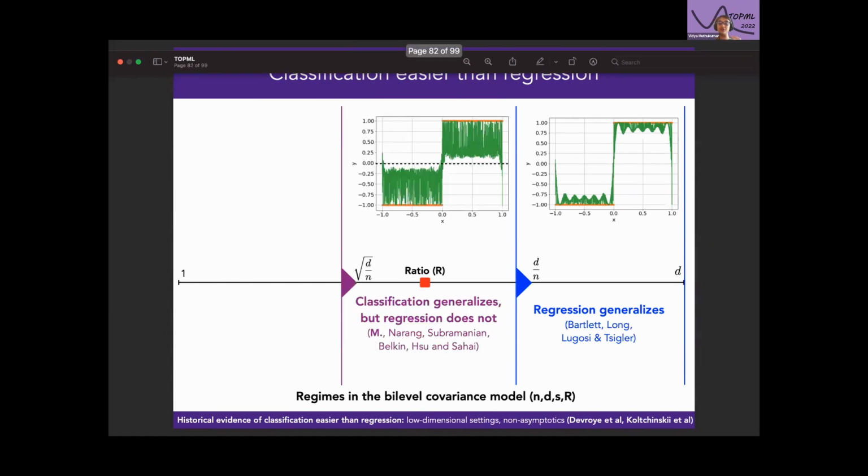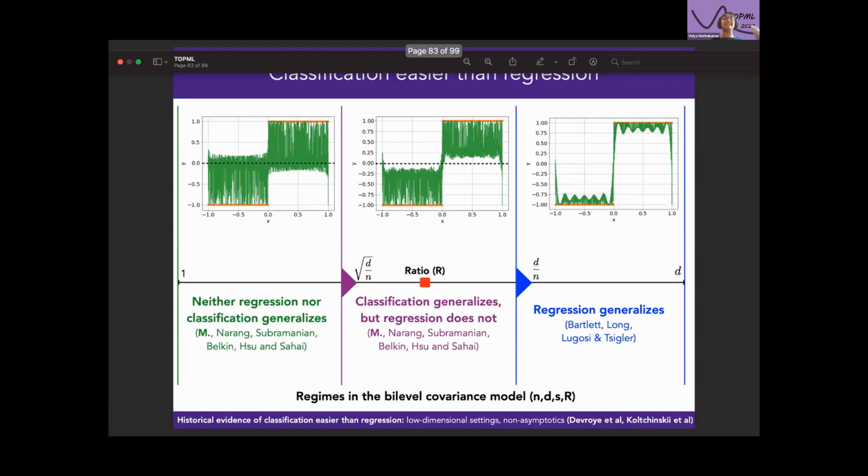What we were able to show is that there's a much weaker condition on this ratio for which classification generalizes, but regression does not. And this is in a certain tight sense. So you actually have lower bounds for regression in this regime, showing that you would not preserve this property of good generalization.